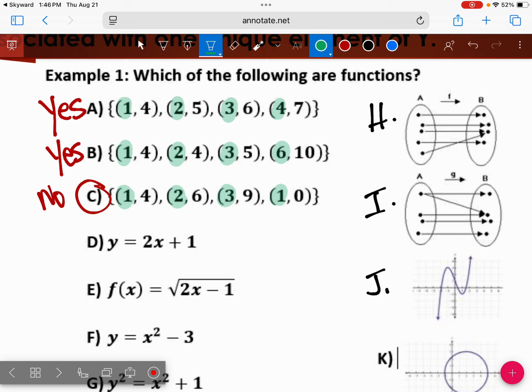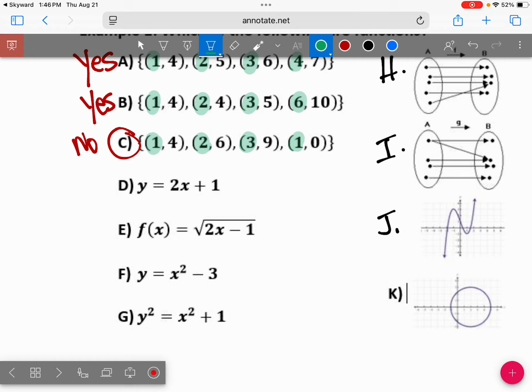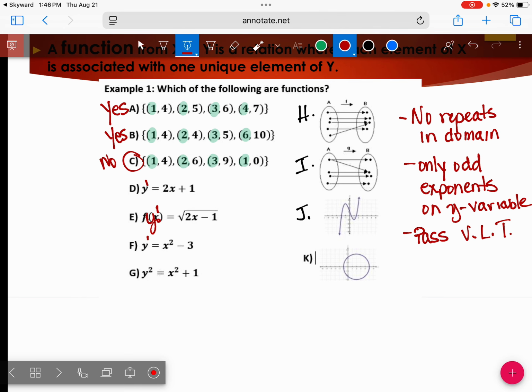All right, now let's look at these next set of equations. We're going to focus in on Y. And you all do know that this is the same as Y, right? I don't need to explain that. F of X is the same as Y. This has a 1, this has a 1, that has a 1. Every variable and number has an invisible 1. 1 is an odd number. As long as that exponent on Y is odd, then it's a yes. So D, E, and F are all yeses.